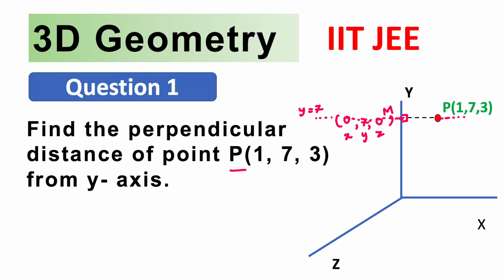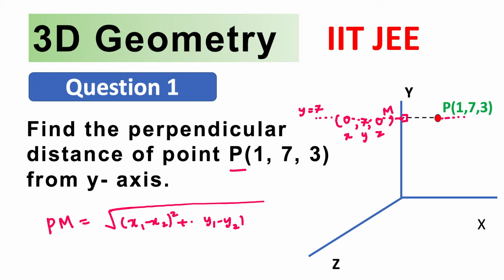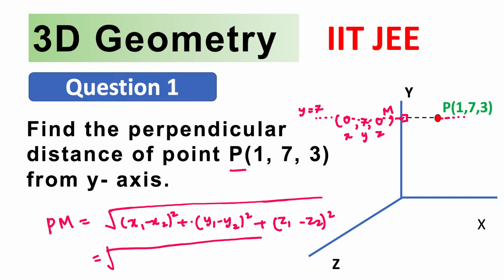That's what the question says. So what is going to be PM? We already know the distance formula. It's of this form: (x1 minus x2) whole square plus (y1 minus y2) whole square, and similarly for z, (z1 minus z2) whole square. So let's quickly write this down. We already have both the points, P and M. We just have to substitute the values and we will get the answer. So let's quickly do that and see what we get.